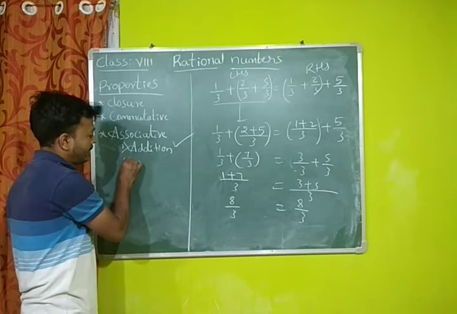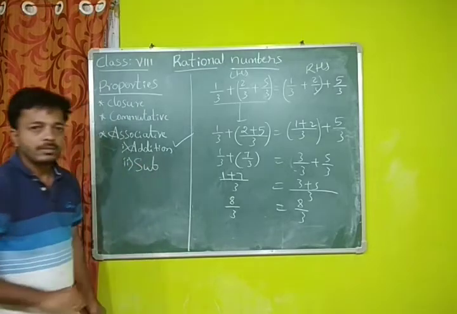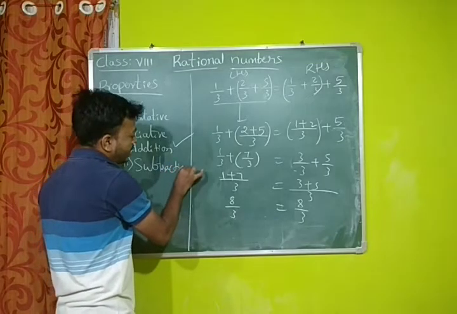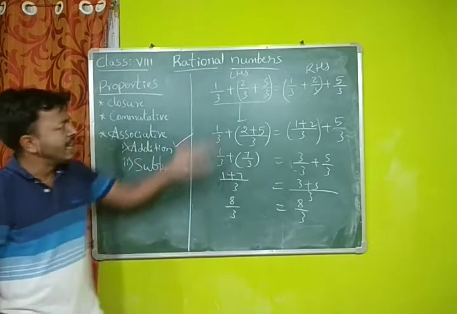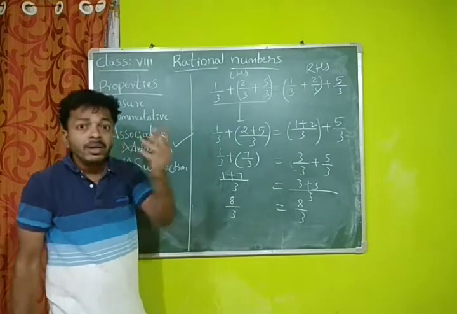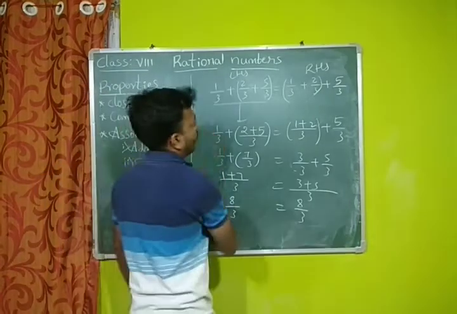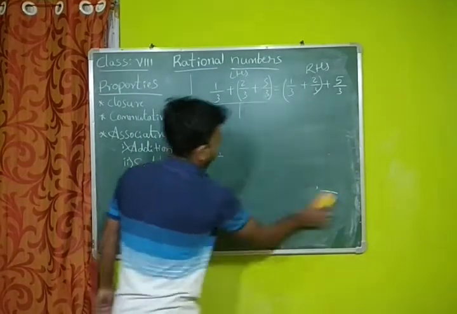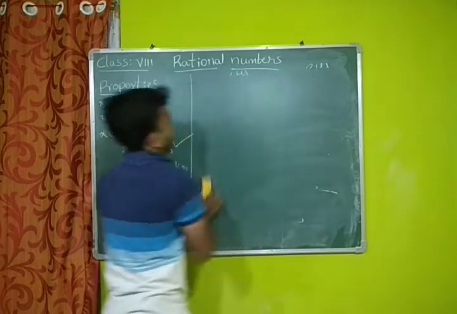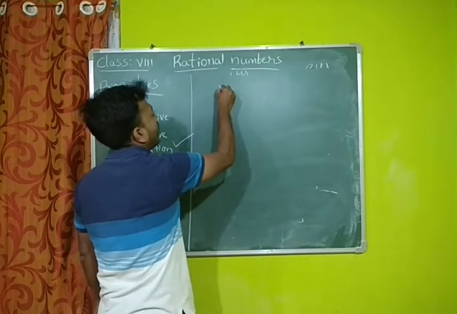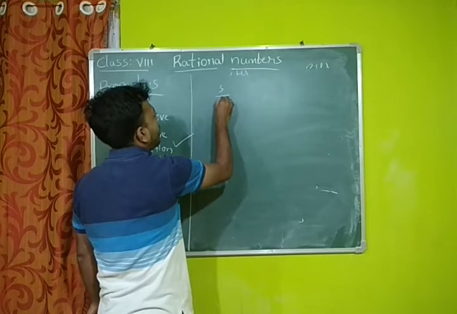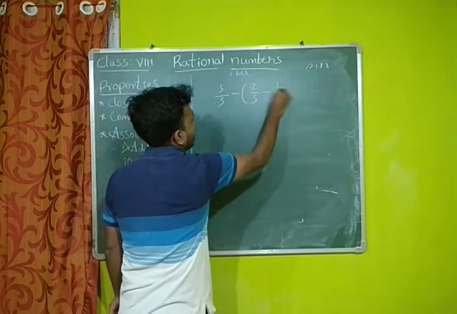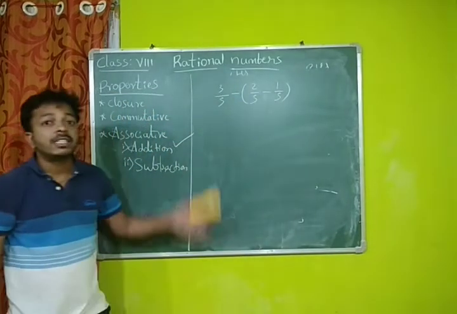The second one is subtraction. We have to check now whether subtraction is associative or not. Same as before, in the place of plus you have to put minus. I will take different numbers. We have to check now: (3/5 - 2/5) - 1/5. These three rational numbers I took.